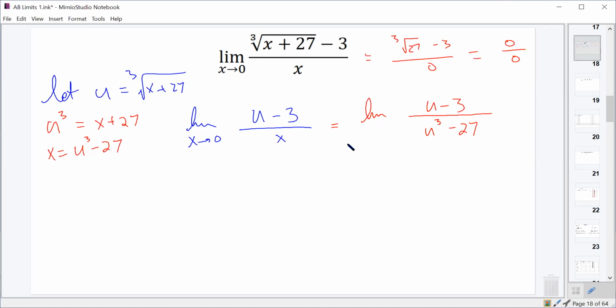Okay. Now, I'm not going to have a limit as x approaches 0 of a bunch of stuff that's all in terms of u. So how about we figure out what happens as x approaches 0. As x approaches 0, u approaches the cube root of 0 plus 27. Right, I just plugged in the x approaching 0 into my u equals. And what do I end up with? u is approaching 3. Is that what you said? Sorry, you cut out for a second. Yeah, sorry, I said 3. 3. Yep. So we're now going to convert this completely into a limit as u approaches 3.